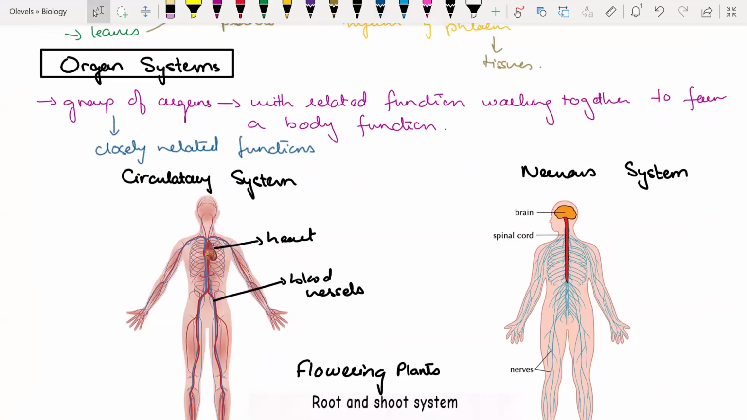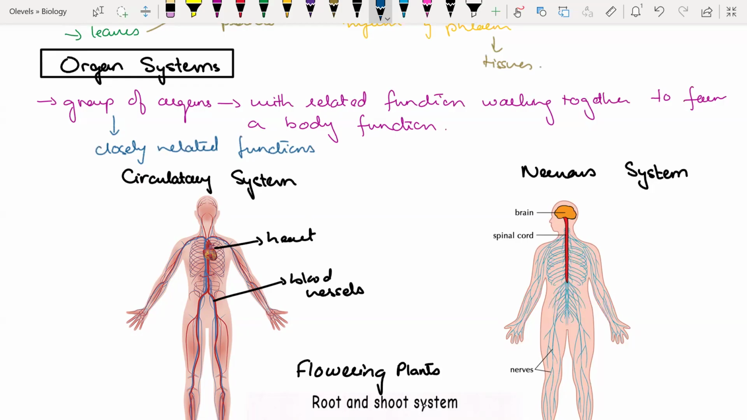And then comes the organ system. Now we know when a group of organs with related functions work together, they form a particular body function. And these groups of organs have closely related functions. They have the same motive of performing the same kind of job.